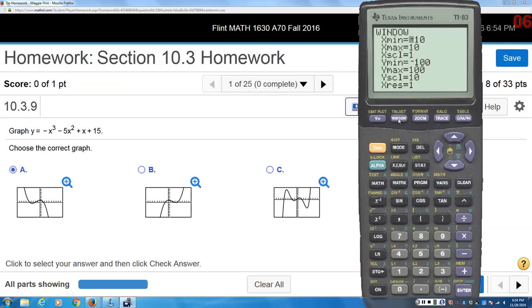Okay? So our x's go from -10 to 10. My y's go from -100 to 100. And I want us to find some x-intercepts first of all. That's where you find what are called the zeros. Zeros, roots, and x-intercepts are all the same thing for all graphs. This is how you go there. Second, trace.